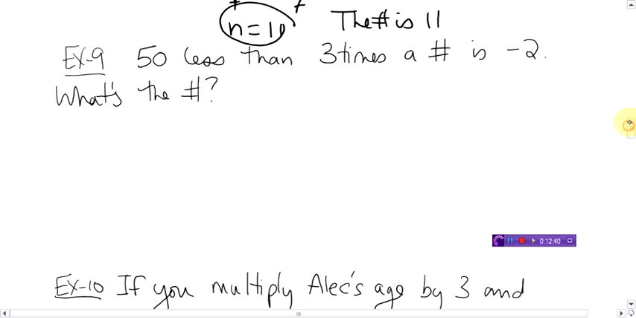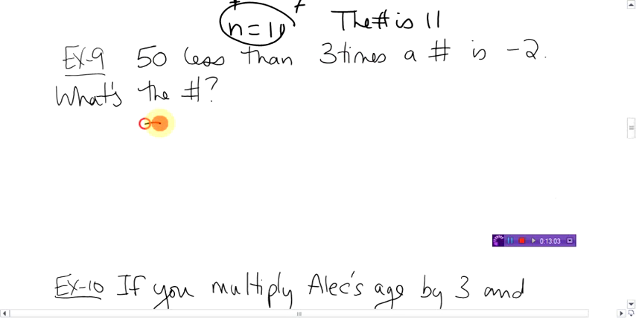How about this? 50 less than 3 times a number is negative 2. 50 less than 3 times a number. We saw before, whenever it says 50 less, do not go 50 minus 3 times a number. That's not what we're talking about. 50 less than. So this thing had it first. So you write that 3 times a number.